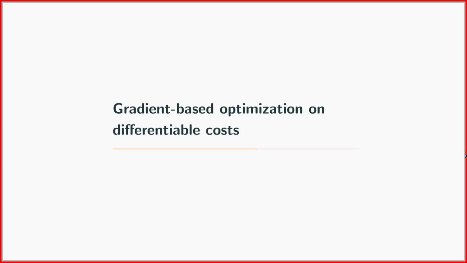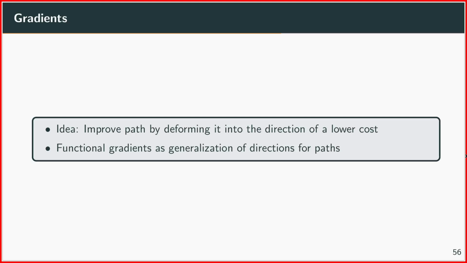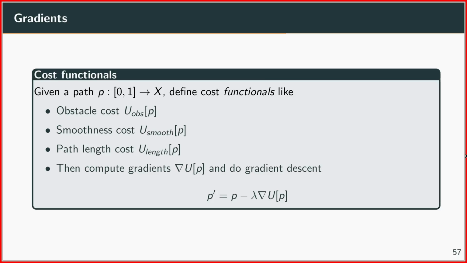And this brings us to this whole topic of optimization on differentiable costs. The idea is basically that you take as input a path and you try to deform it into the direction of a lower cost. The most fundamental concept here is the one of a functional gradient, which is basically the generalization of directions for paths. So basically, a functional gradient tells you in which direction you should deform a path such that it actually improves whatever cost function you have as input.